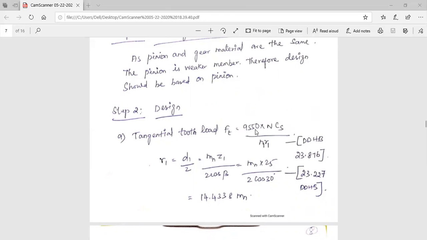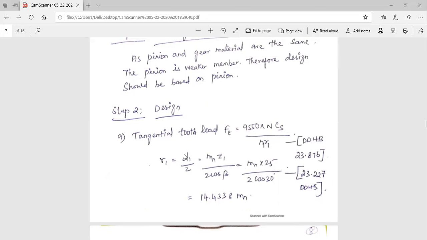Ft is equal to 9550 multiplied by N, where N is the power, Cs is the service factor, divided by n r. If you design based on the gear, you put the gear's values; if you design based on the pinion, you put n1. Here we identify the weaker member as the pinion, so you design based on the pinion only, and put n1 r1. n1 is the speed of the pinion, r1 is the radius of the pinion. Already we know r1 is the diameter divided by 2, so d1 by 2.